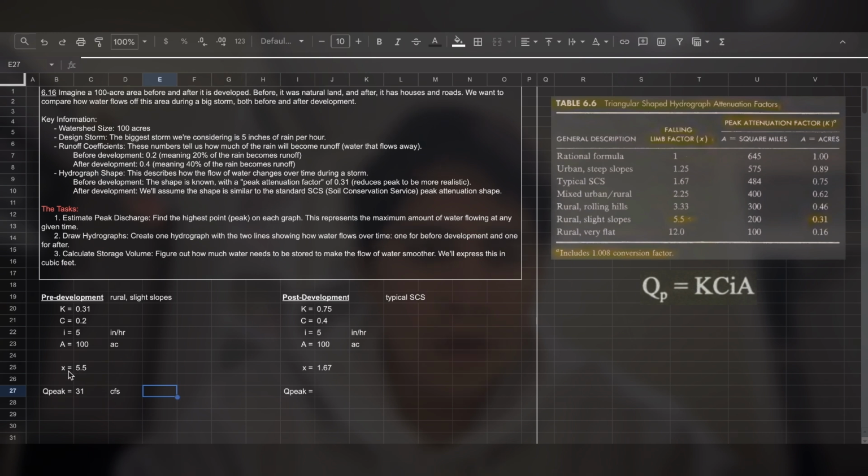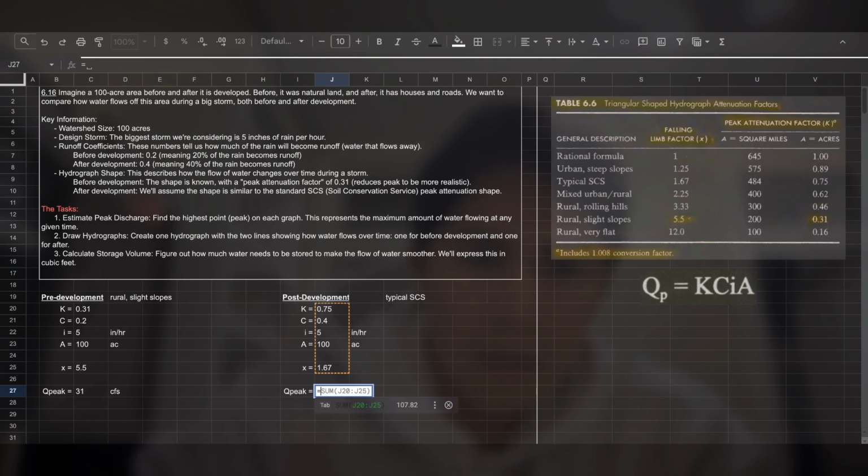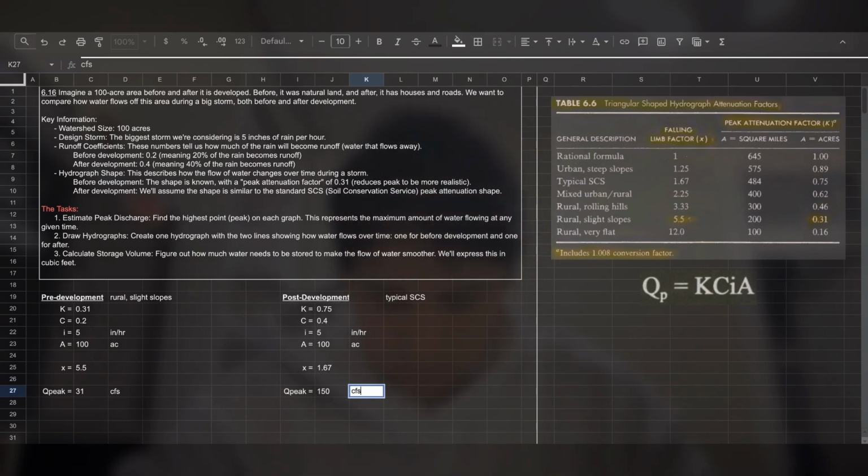I've already done examples of how to use this X, but let's find the Q peak for the post development now. That's going to be exactly the same: Q equals K times C times I times A. And that's going to be 150 CFS. Let me see if I'm getting this value. Yeah. Now, this is how you would approach this problem.